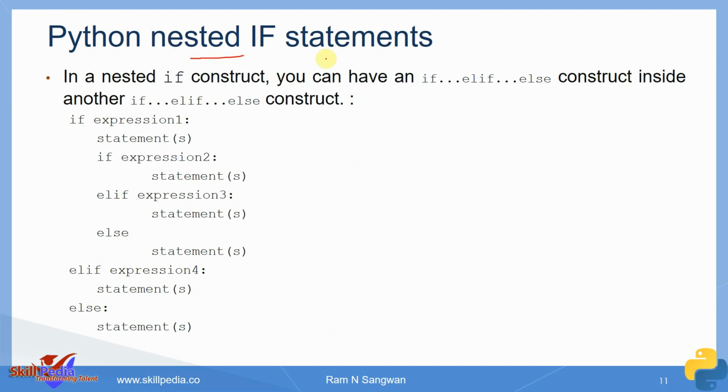Nested if statement, if within if. In a nested if construct, you can have an if else construct inside another if else construct. If expression, then statements, and then you start another condition. It's something like if I ask you, are you a resident of the world? You will say, yes, I'm from the same world. Are you a resident of the Asia continent? No. Are you a resident of New Delhi? No. So this is one if, another if.